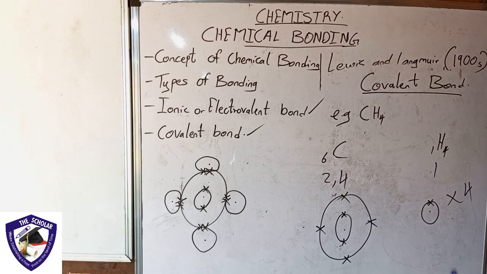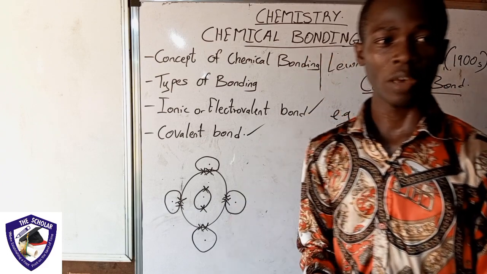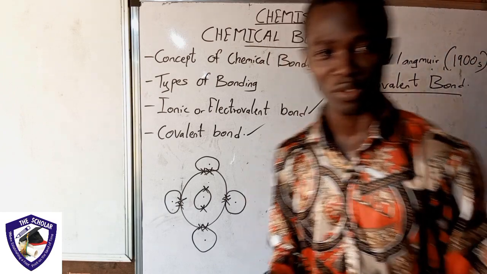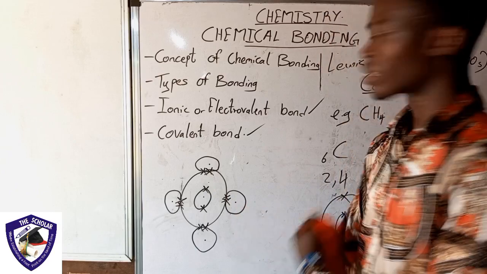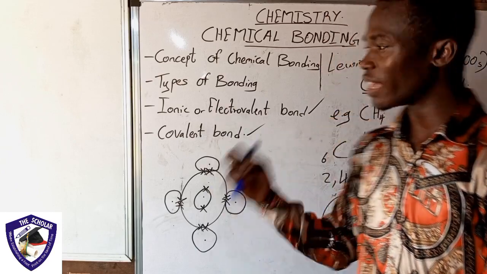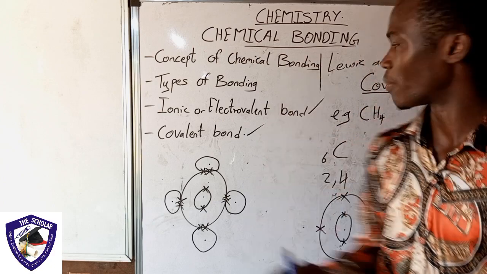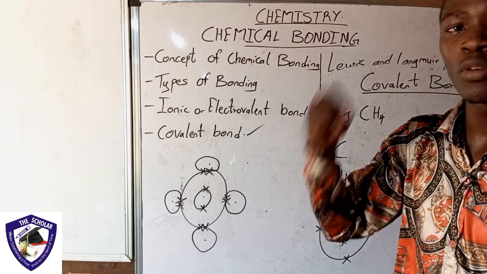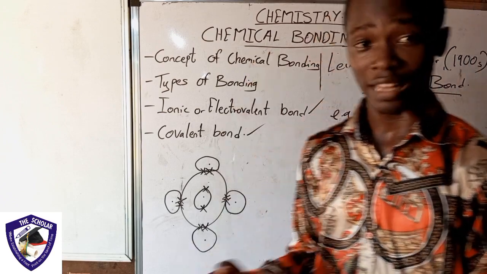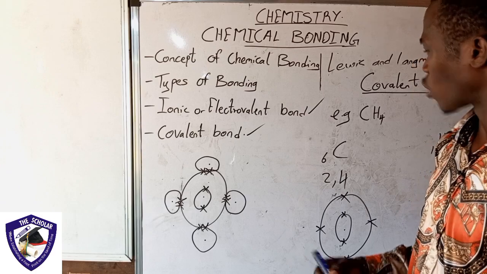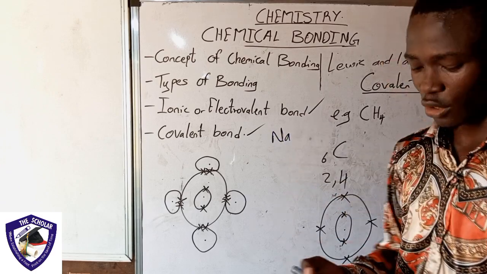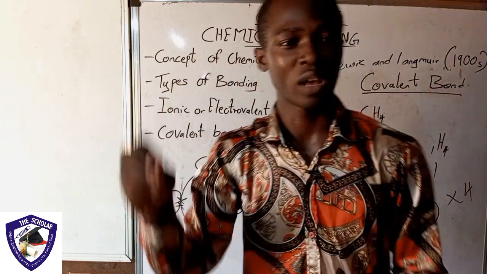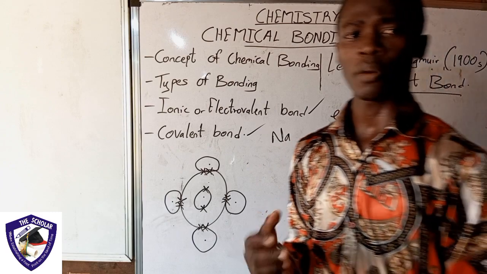So today we've been able to talk about the concept of chemical bonding, and I said chemical bonding is the attractive force holding atoms or ions together. And then I said the valence electron plays an important role in chemical bonding. I talked about the valence electron as the electron at the outermost shell of an element, and I used sodium as an example. Sodium has one electron at the outermost shell. This one electron is referred to as the valence electron.